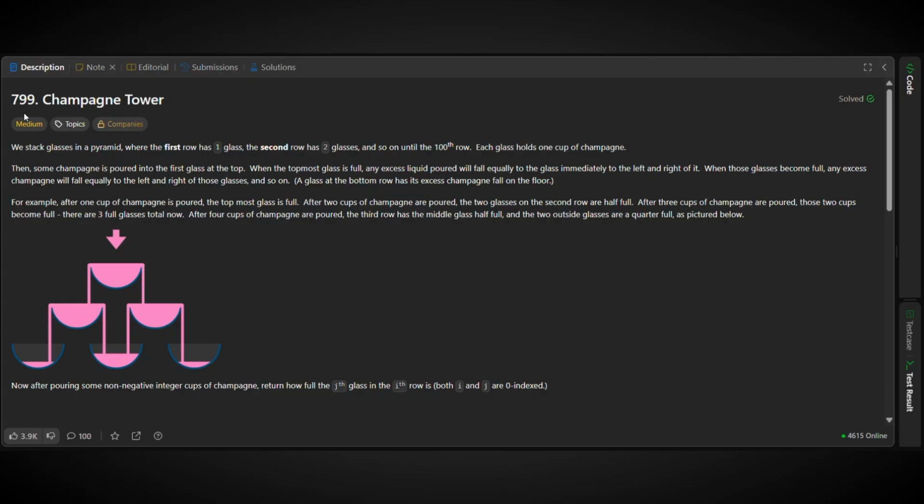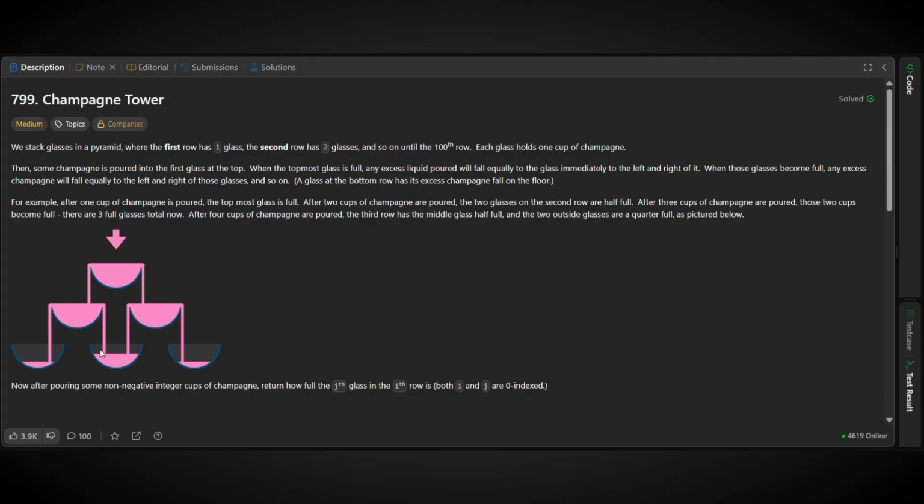We're solving 799 Champagne Tower. This is a dynamic programming simulation DP problem. What's happening? Glasses are stacked like a pyramid. Each glass holds 1 cup maximum. Extra champagne splits evenly. Half goes left, half goes right.